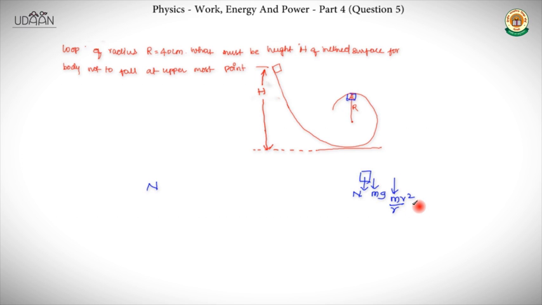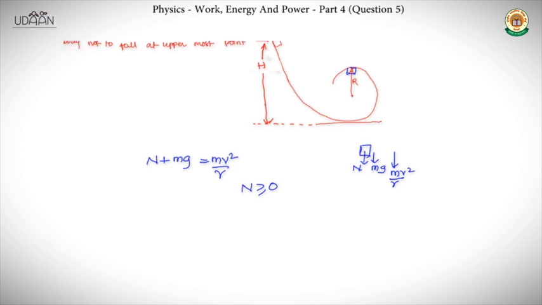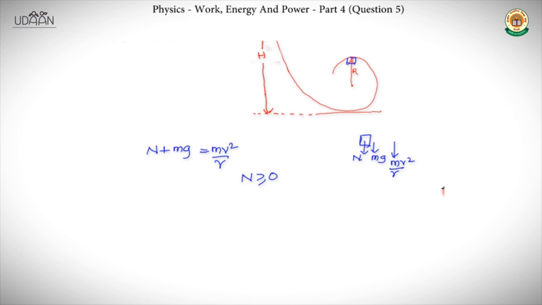So we are equating the forces at the highest point: N plus mg is equal to mv square by r. At the limiting point where the body can reach the uppermost point, N should be greater than or equal to 0. Here it just has to reach the uppermost point and not fall, so we can take this as the limiting case, that is N equal to 0.